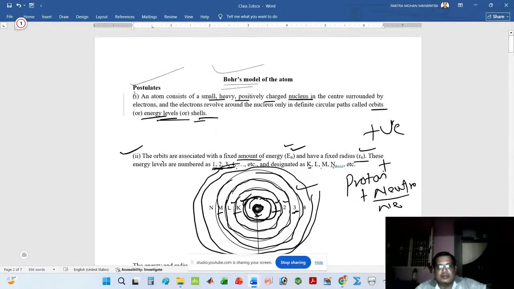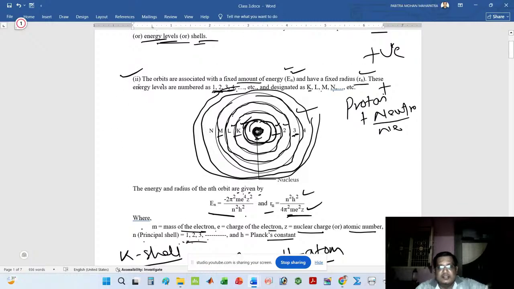Again, I want to repeat. An atom consists of a small, heavy, positively charged nucleus at the center, surrounded by electrons, and the electron revolves around the nucleus in a definite circular path called an orbit, energy level, or shell. Second point, the orbits are associated with a fixed amount of energy, that is En, and have a fixed radius rn. These energy levels are numbered 1, 2, 3, 4, etc. and designated as K, L, M, N, etc.